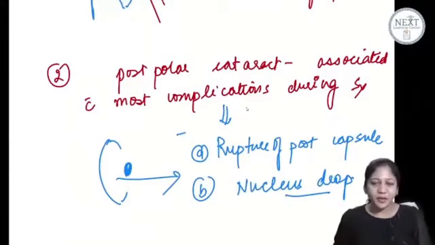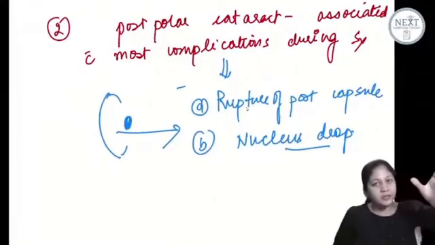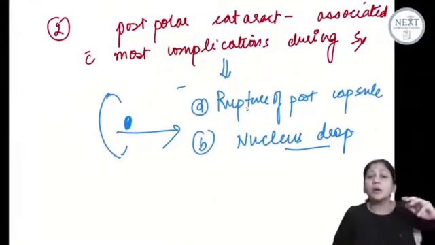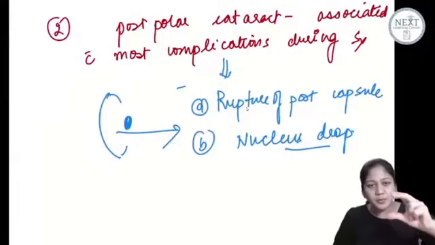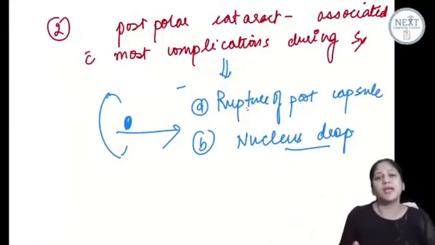Okay? ठीक है, everyone? So posterior polar cataract is associated with two complications, and most of the time you land up in a complication. There's a rupture of the posterior capsule because it's already a thin area. When the capsule gets ruptured, the nucleus from the center will drop into the vitreous cavity.